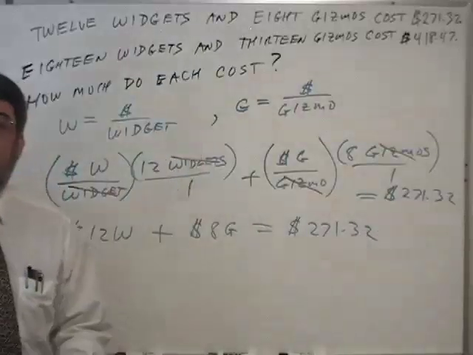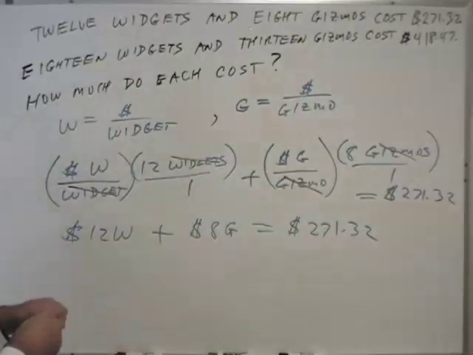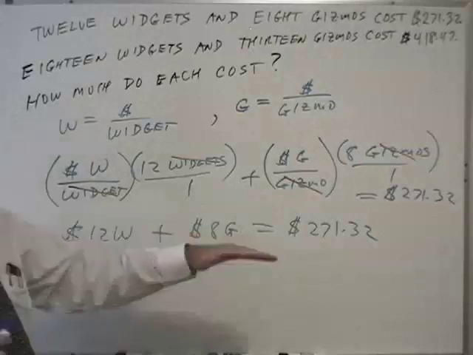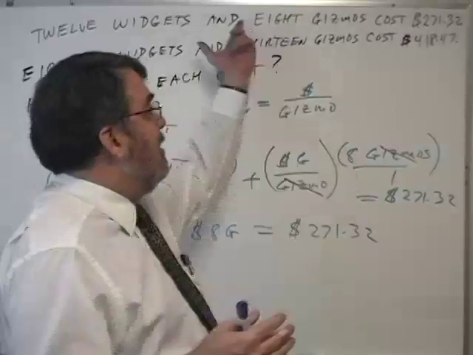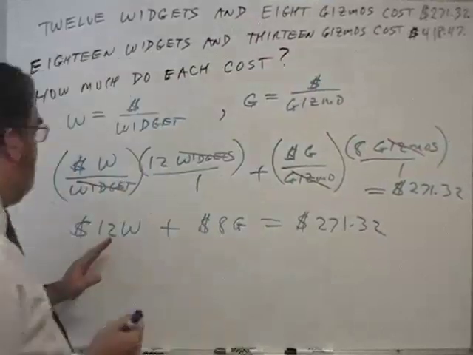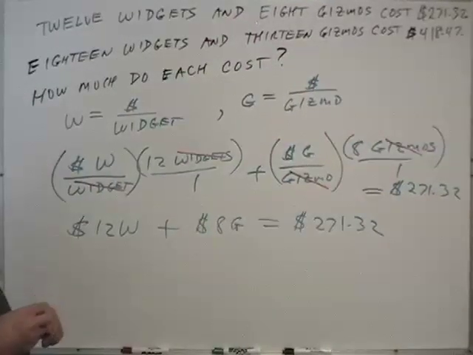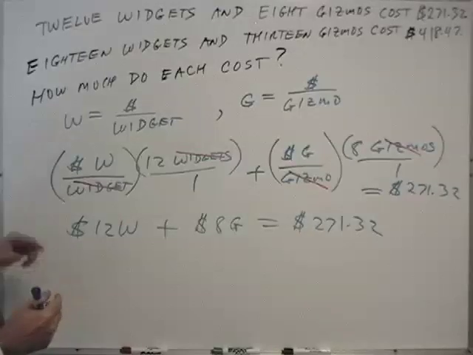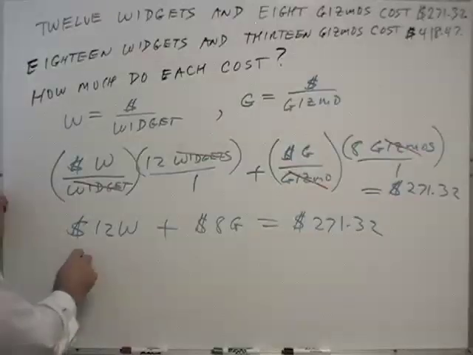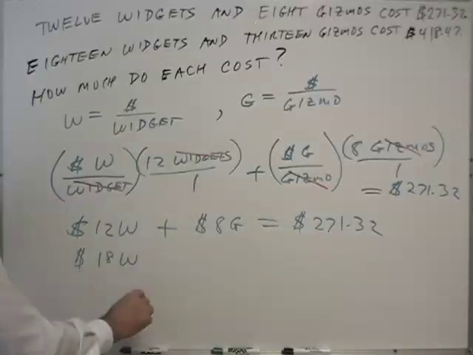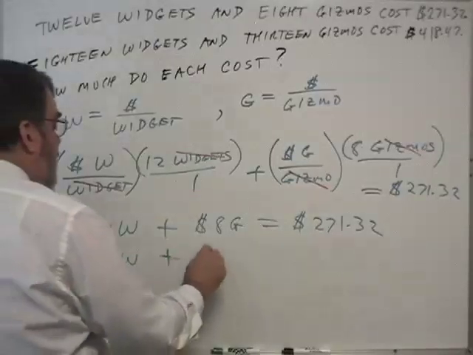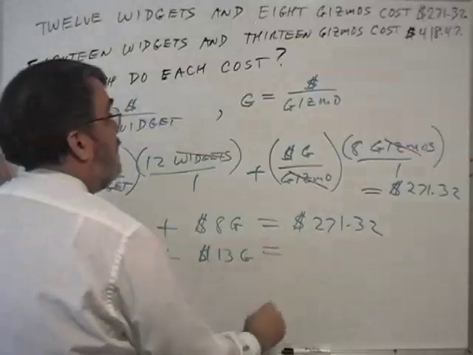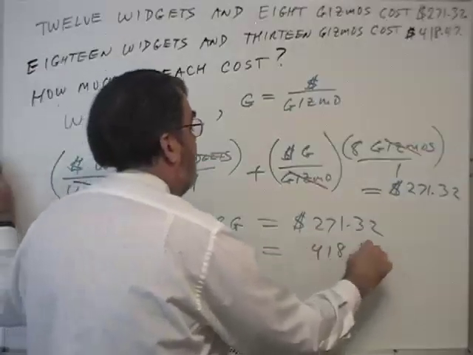So that's the secret. The units all work out, and that's why this equation describes the top information. 12W plus 8G equals 271.32, all in dollars. All right, the second equation is going to be very similar. If you wrote it all out, you would end up with $18W plus $13G equals $418.47.